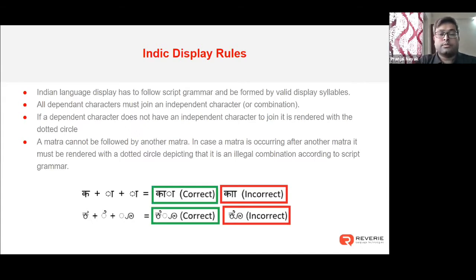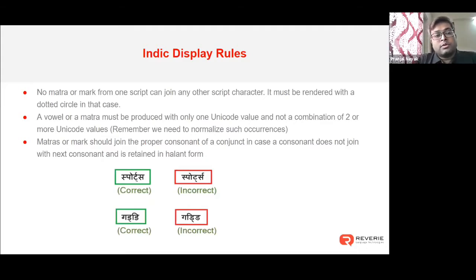So moving ahead, a few more rules. No matra or mark from one script can join another script's character. So it must be rendered with a dotted circle. If you are writing or displaying anything bilingual, where you finish with Hindi and then start off with, say, Gujarati, you cannot have a word finish with a Hindi ka, and then you start off with a Gujarati e matra, and that e matra joins the Hindi ka. That's not allowed. It needs to be rendered with a dotted circle.